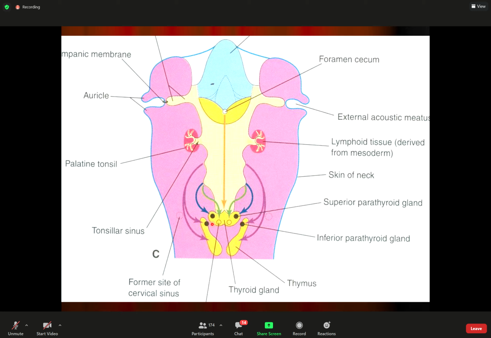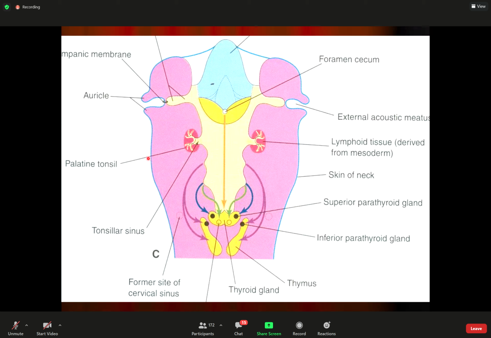This picture tells you 1,000 words. Look at this. This is the first pharyngeal pouch. This is the first pharyngeal groove. This is the second pharyngeal pouch, palatine tonsil. And it is connected over here to the neck, which is the sinuses.